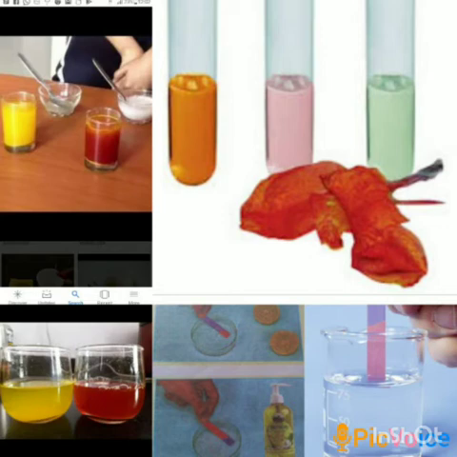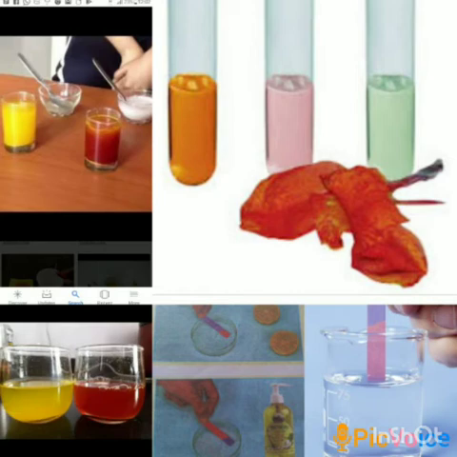There are some natural indicators also. Turmeric can be used as an indicator. It turns red in basic medium and remains yellow in acidic medium. Juice of China rose. You can prepare it also.